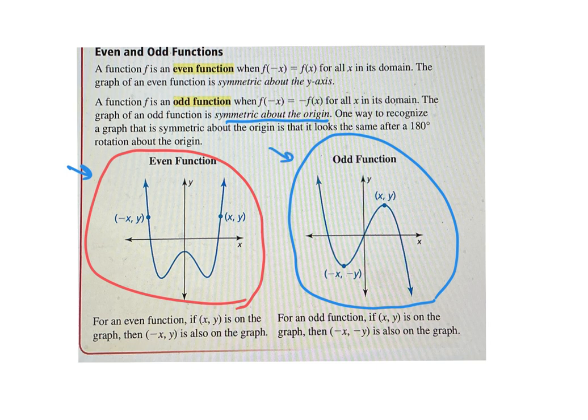Now, one other way you can tell is this. If it's even, you can plug in a negative x anywhere in the function and you'll get the exact same function you started with. That means it's even. If it's odd, you can plug in a negative x and a negative y, and you will get the exact same thing you started with. I'm going to show you one of each here on the last slide, and we're done.